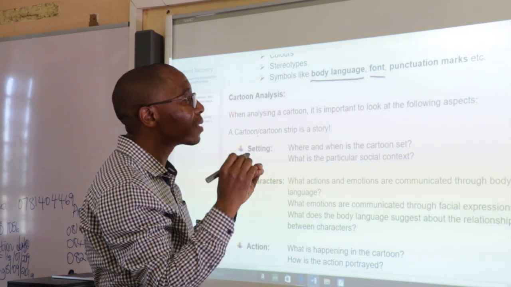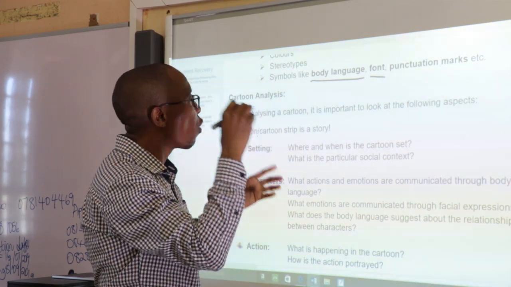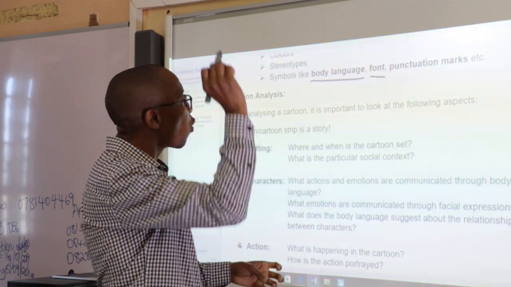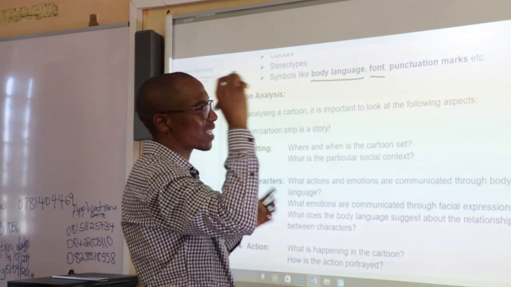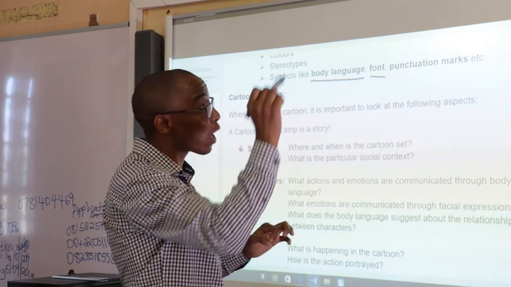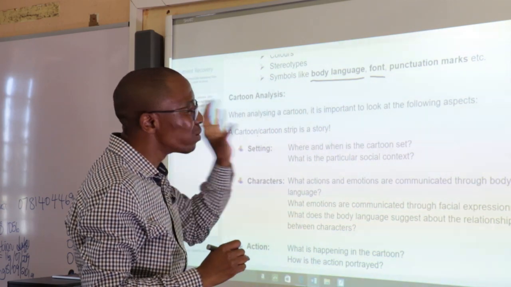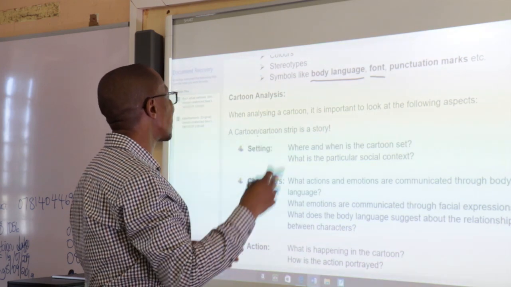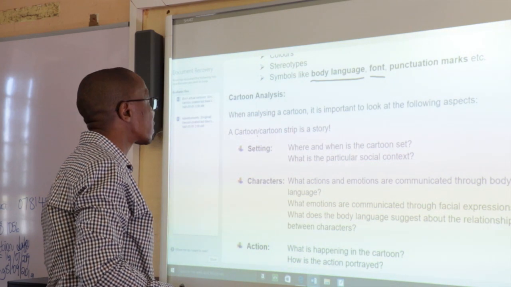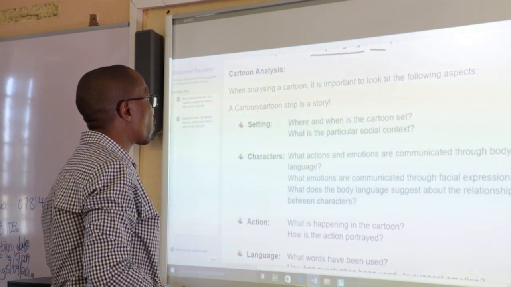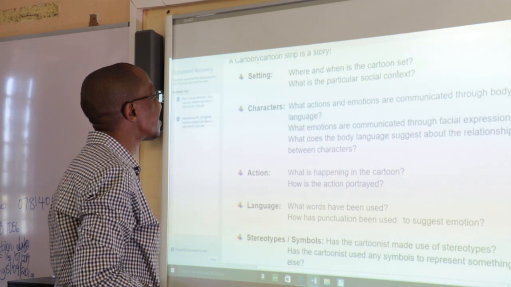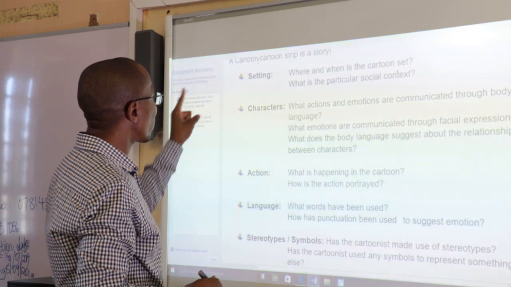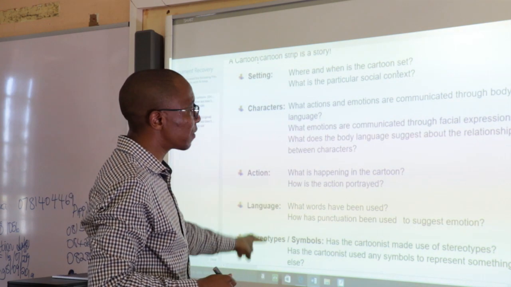Why would the cartoonist write this in capital letters? Why would the cartoonist write this with small letters and so on? Punctuation marks, especially the exclamation marks and the question marks, are normally used here to emphasize some aspects in the cartoon. Then when analyzing a cartoon, as I said earlier on, you should look at it as a story, because the story will have these elements.